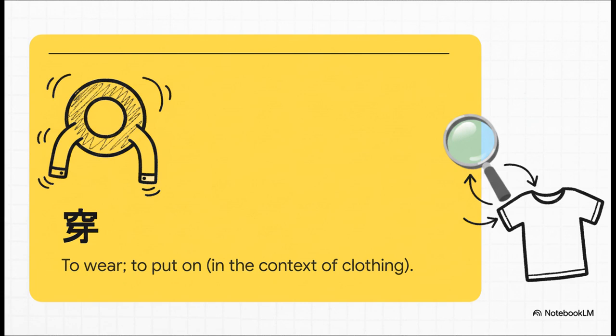Next, we get to our verb, 穿. Now, this is where it gets really cool. This character is a perfect example of the logic hidden inside them. If you look closely at that top part, it's a picture representing a hole or an opening. It visually suggests the action it describes, passing something through an opening, just like putting your arm through a sleeve. It's a perfect visual cue.